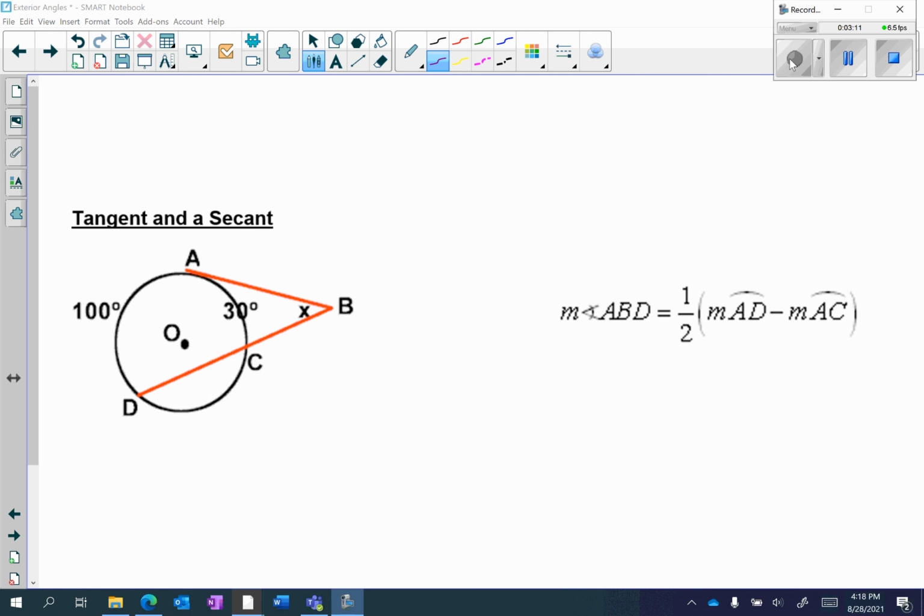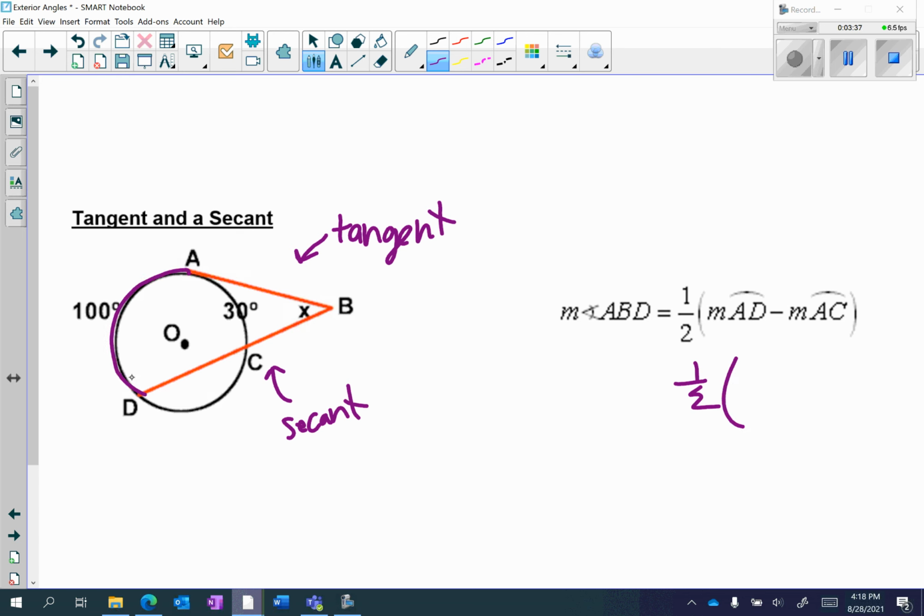In the next diagram, we have a tangent line and a secant. We have the tangent line, which is AB, because it only hits the circle once, and we have a secant line, DCB. We want to find the measure of angle ABD, which is 1/2 times the measure of arc AD, the bigger one, which is 100, minus the smaller arc of AC, which is 30.